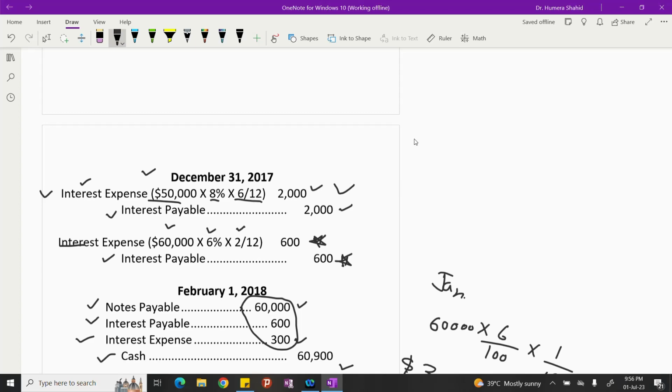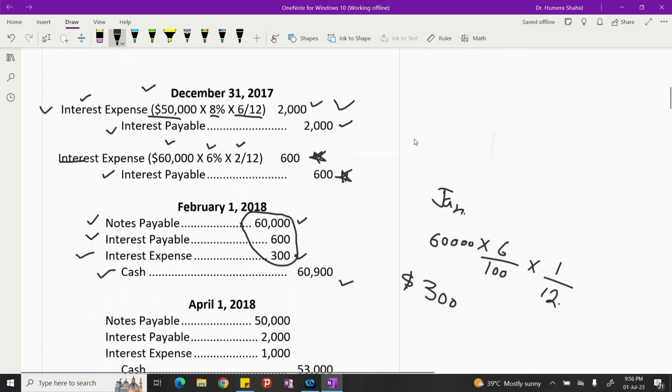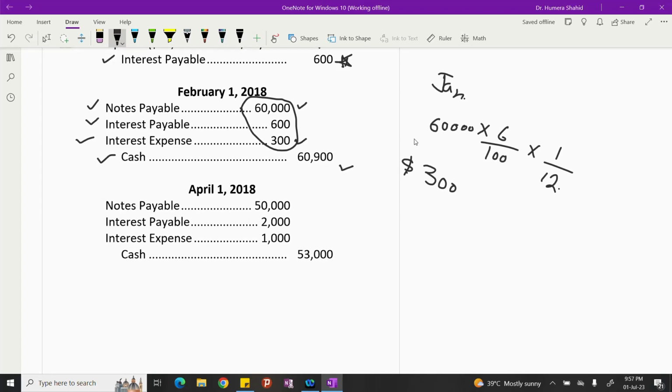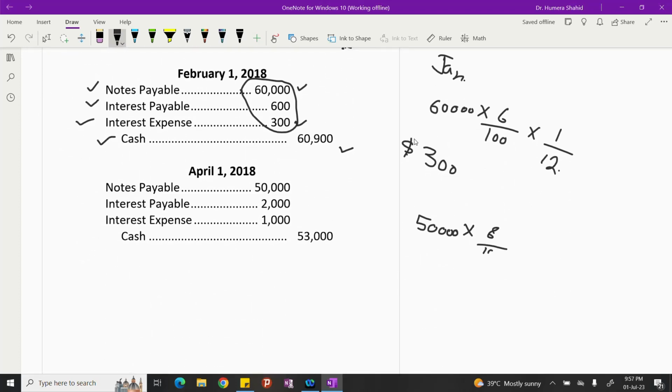But from January till the return date, which is April 1st, so January, February, March, and April, these months' interest is not recorded yet, right? So January, February, March, and April, no need for April because it's April 1st, no need for the April month. So 3 months interest further I have to record. Let's do this calculation. How much money was borrowed from First National Bank? 50,000. What was the rate of interest for First National Bank? That was 8%, right? And for 3 months, I need to record the interest.